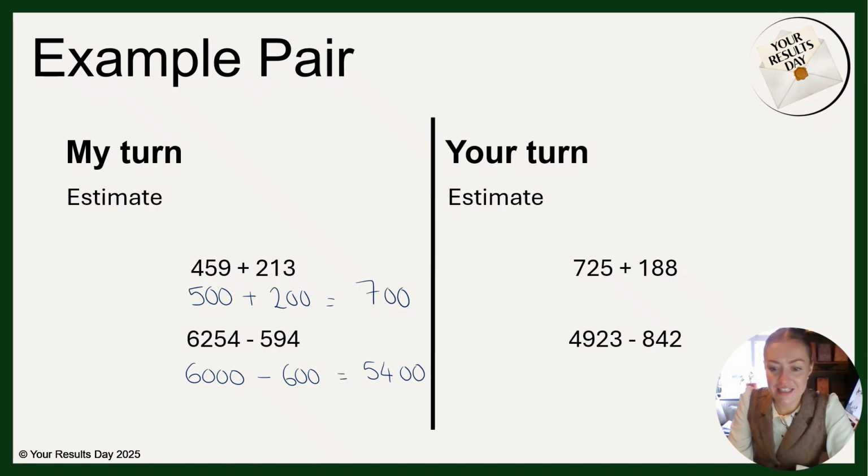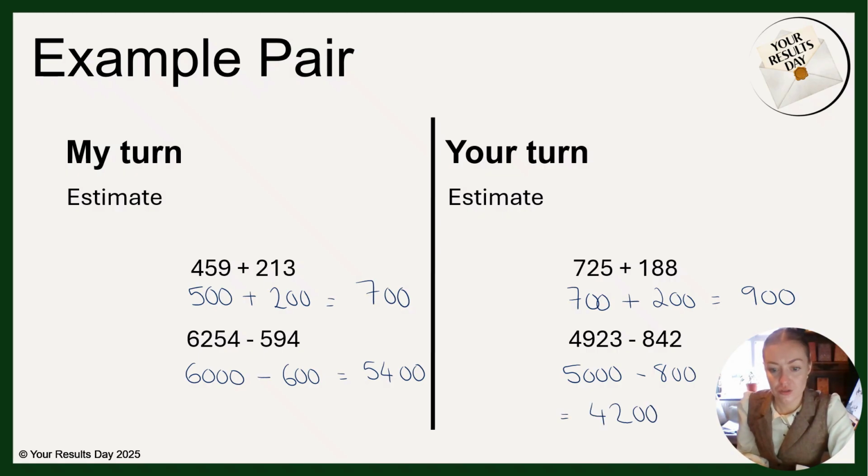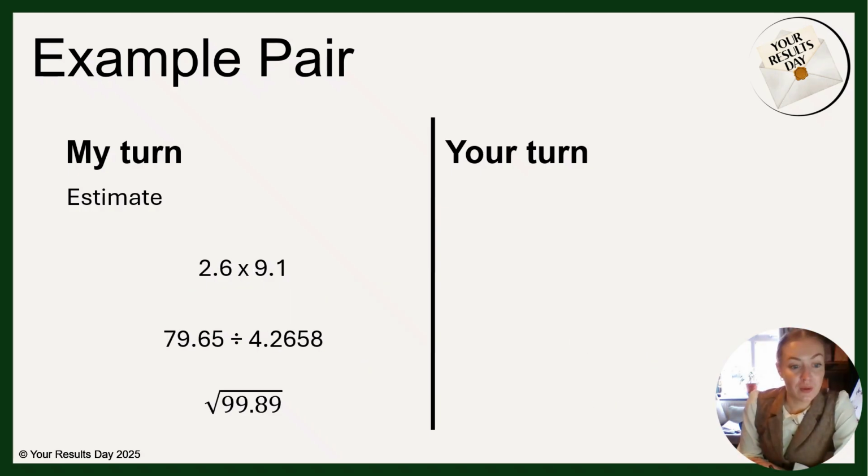Here are two very similar questions for you to have a go at. I'll be going straight through the solutions, so pause the video so you've got time to have a go, and then just hit play when you're ready. 725 would round to 700, and 188 would round to 200, so for that one you should have 900. 4,923 will round to 5,000, 842 will round to 800, so we should have 4,200 for that one.